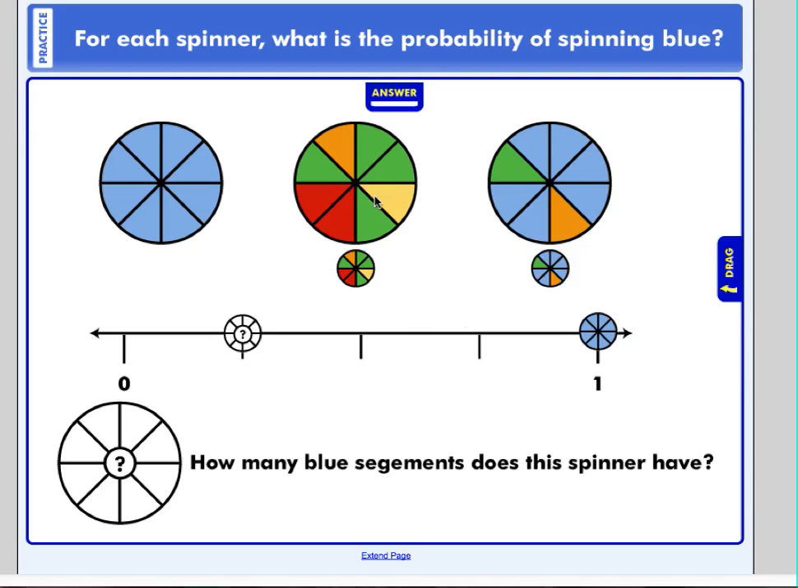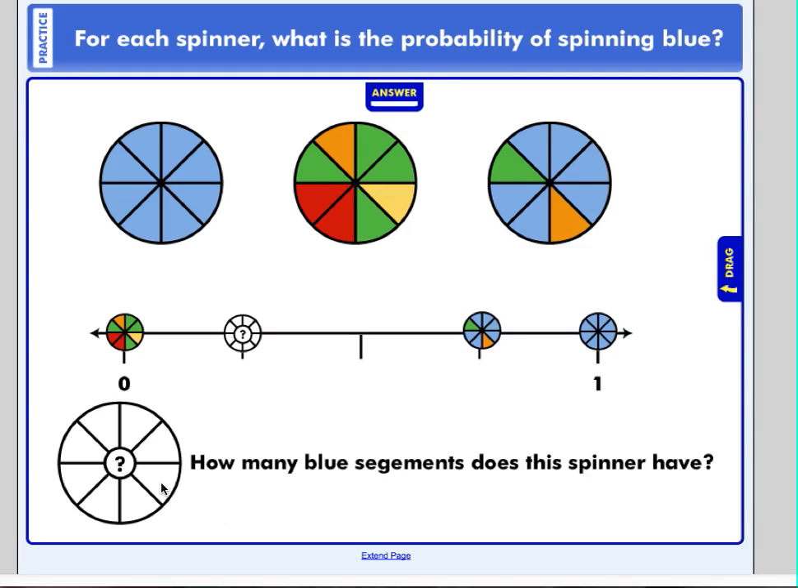How about this one? It doesn't have any blue at all. So for the probability of landing on blue, there's a zero probability. How about this one here? It has 6 blue segments out of 8 total segments. So 6 out of 8, that would be the fraction 6/8. If we reduce that, we know that 6/8 is also equivalent to 3/4. So where would we put it on our number line? Right here at the 3/4 mark.